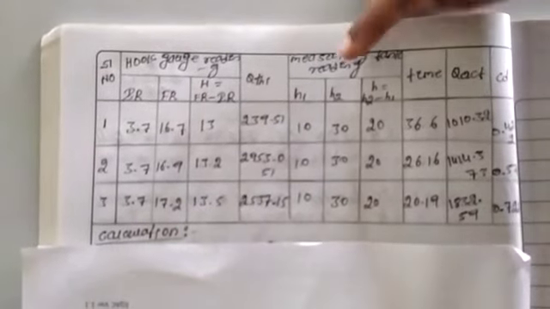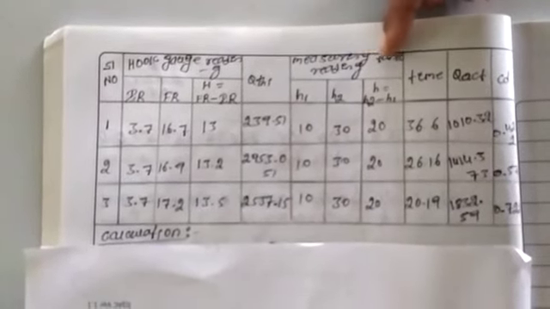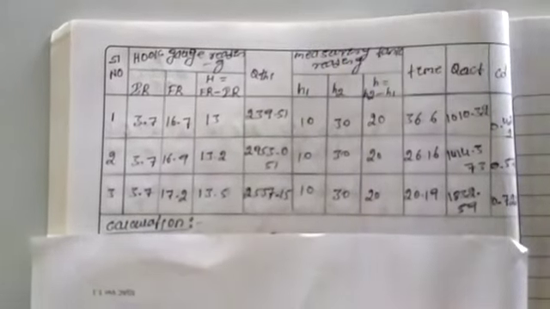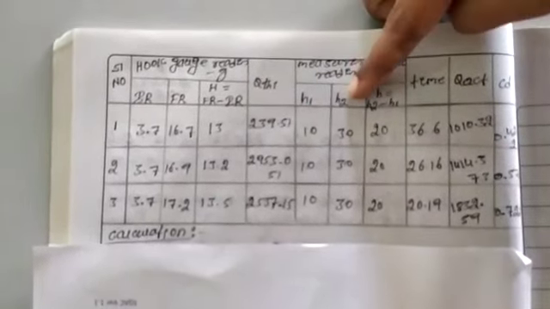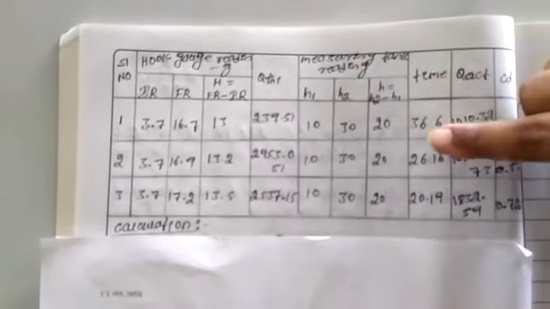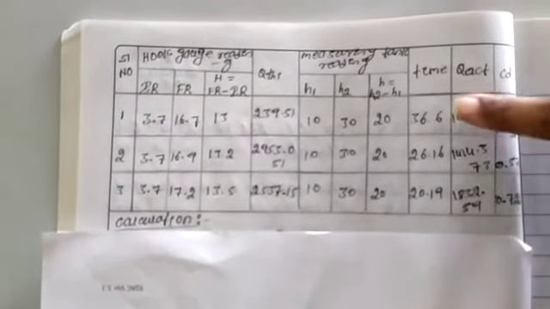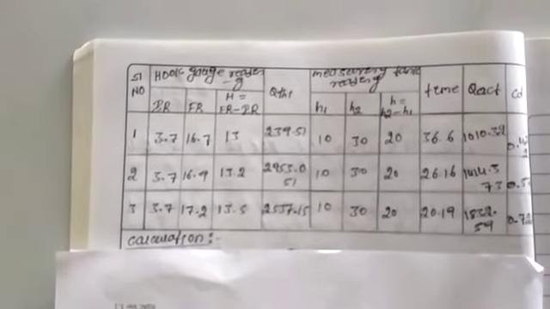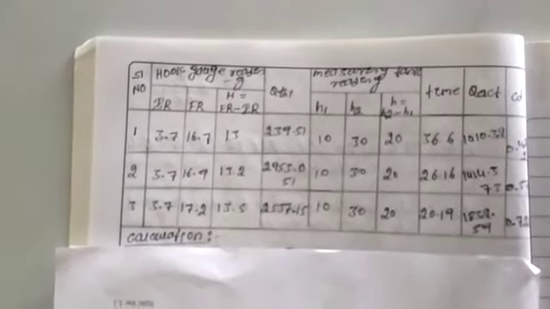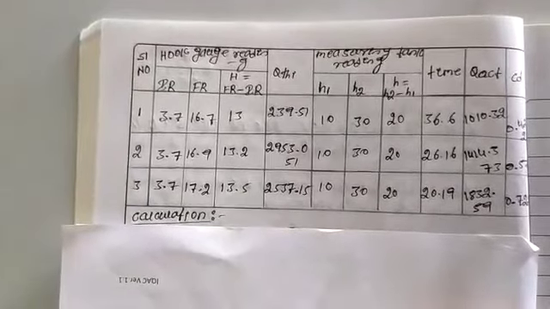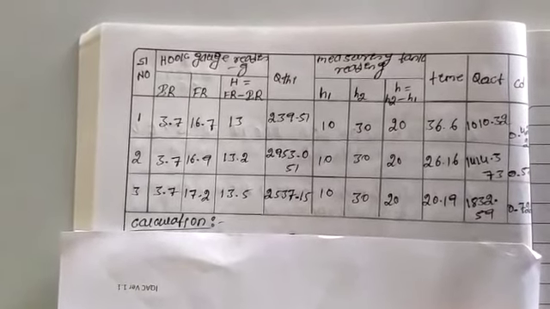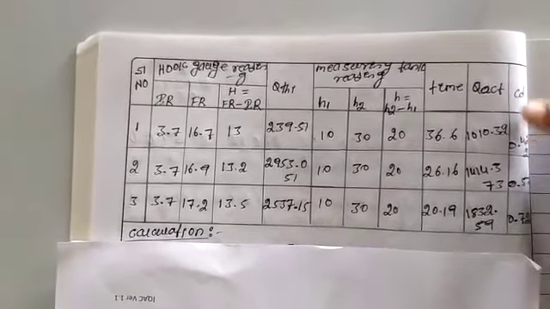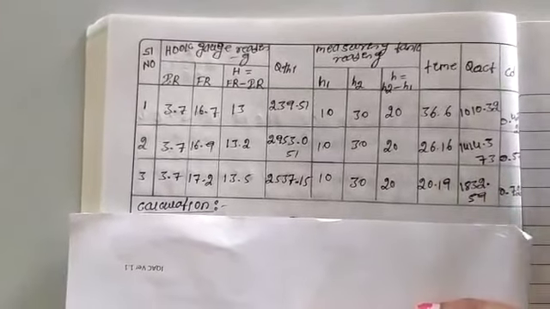After that we get the measuring tank. So H1 is the 10 centimeter of the rise. After the 10 centimeter rise, what will be the total height, and how much time is taken. You can consider the time taken for finding the Q actual, A into H divided by T. A is nothing but the area of the measuring tank, and with T, you will get the Q actual.